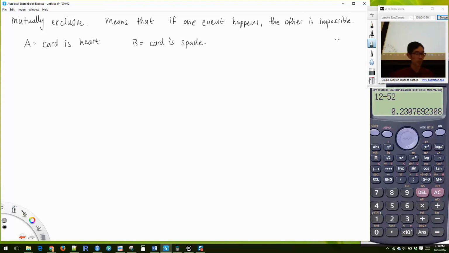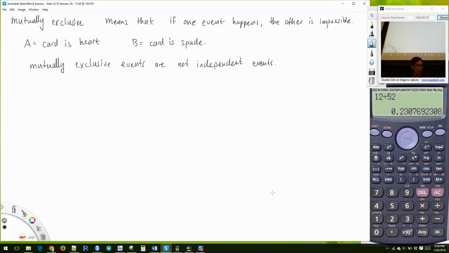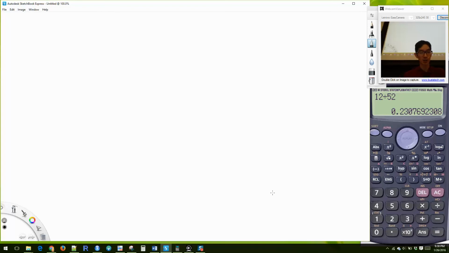Okay. So mutually exclusive events are most definitely not independent events. We have this concept of sequences of independent events. So I'm going to flip the slide another time here, and we're going to do a bunch of sequences of independent events.